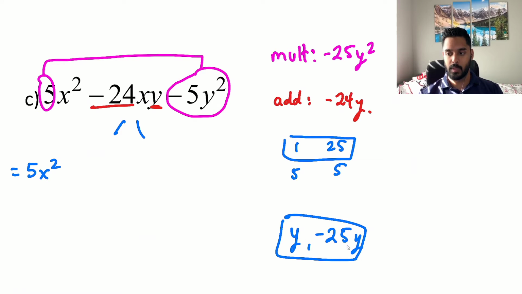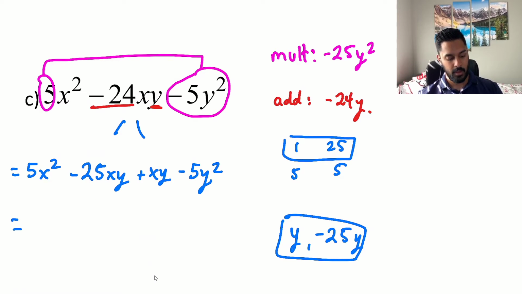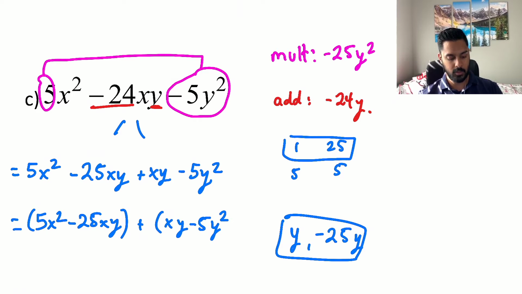So this one, these two terms will go in the middle. So a minus 25xy plus an xy, and then minus my 5y squared. So that negative 24xy is just getting split into these two pieces instead. Now it's the same question as before, so we'll group our stuff together. Plus, and there's xy minus 5y squared.